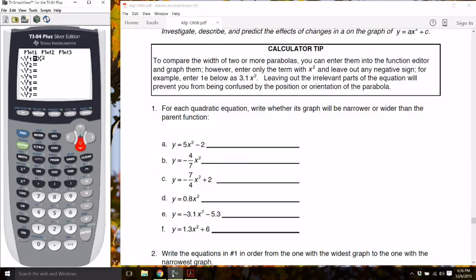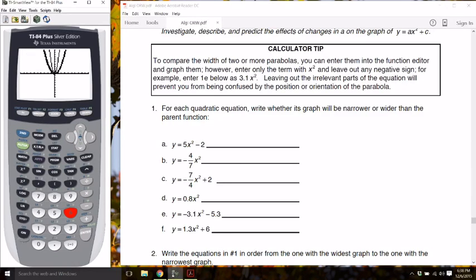And then I'm going to just do part A with you. I'm going to put 5x squared. Like I said, the -2 isn't doing anything. That's a shift up or down, so that doesn't have to do with the width of the graph. And because my parent function is in y1, I'm going to go up to y1, and in front of y1 there's a line, and you can hit enter one.